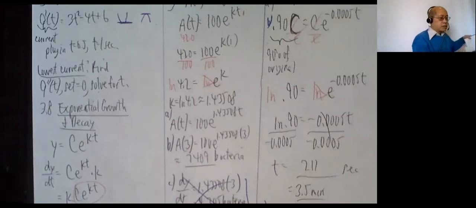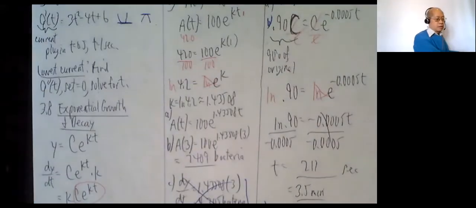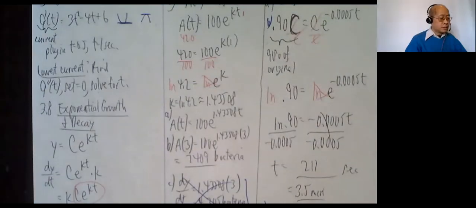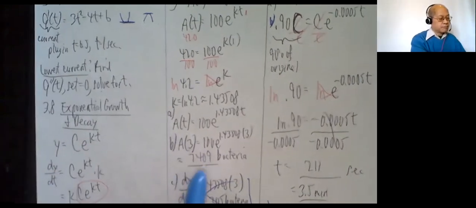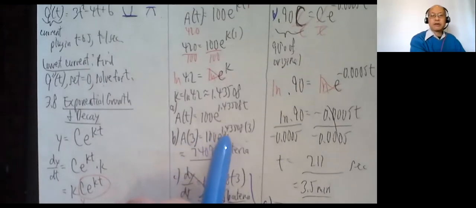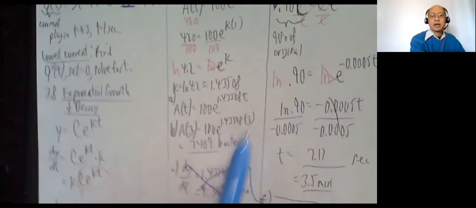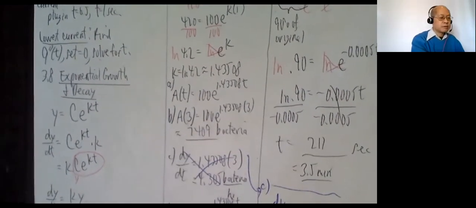Now part B, 3B, 3 hours. I just plug in 3. Easy. Let's plug in 3. So A of 3 is 100 e to the 1.43508 times 3. And if you do it the right way, 7409 roughly.